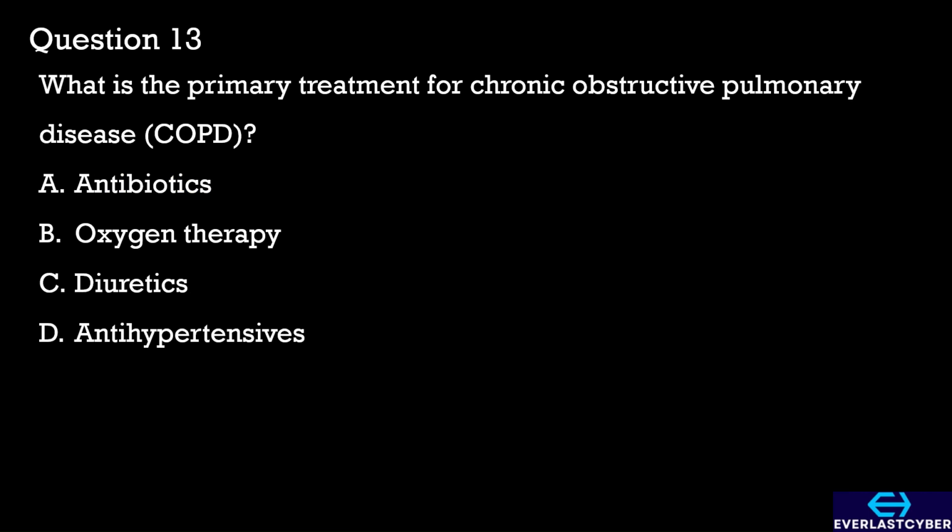Question 13. What is the primary treatment for chronic obstructive pulmonary disease? A. Antibiotics. B. Oxygen therapy. C. Diuretics. D. Antihypertensives. Chronic obstructive pulmonary disease is a progressive lung disease that makes it difficult to breathe due to airflow obstruction. Now, the primary treatment for this is to improve the oxygen levels, which would relieve the symptoms and slow the disease progression.